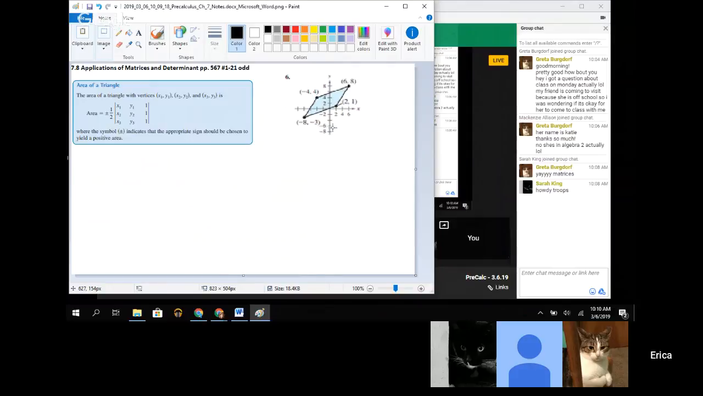So let's see. This is at -4, 4. This triangle goes from -4 to +6, so that's 10. Here it goes from -8 to +2, so that's 10. And the vertical piece, this goes from 1 to -3, which is 4, and this goes from 4 to 8, which is also 4.